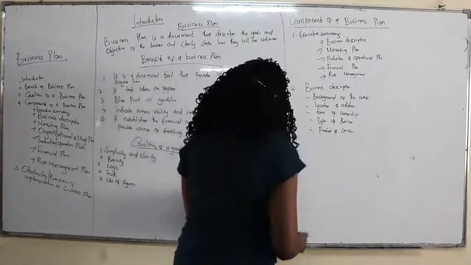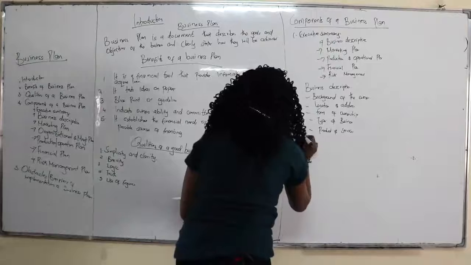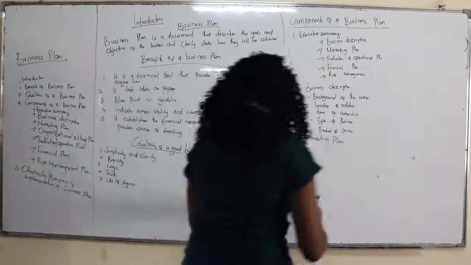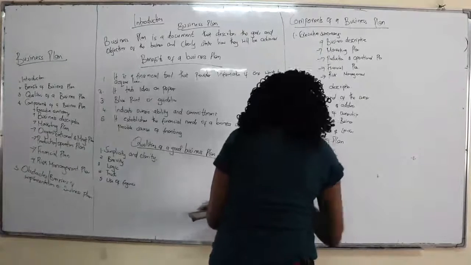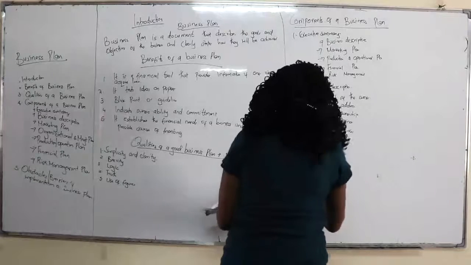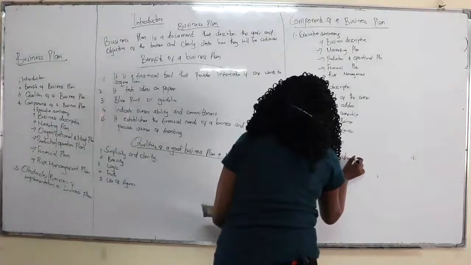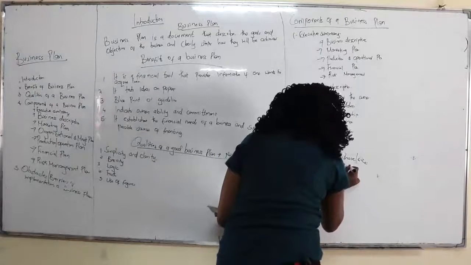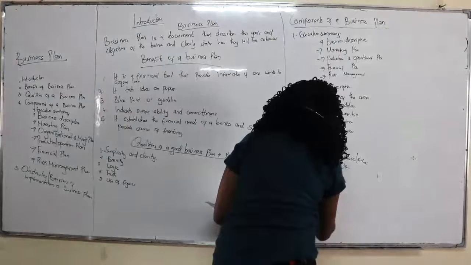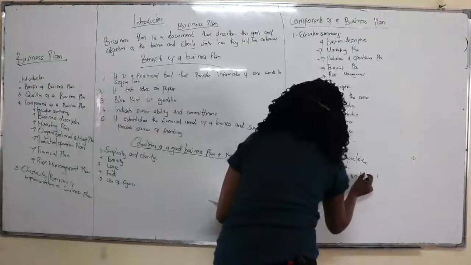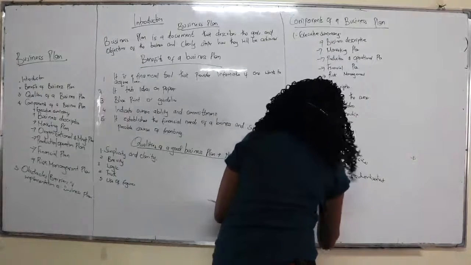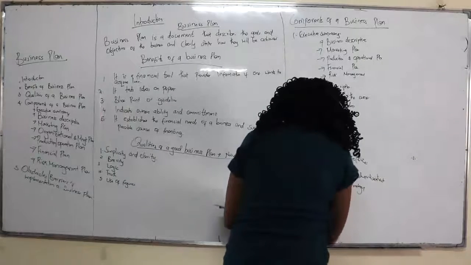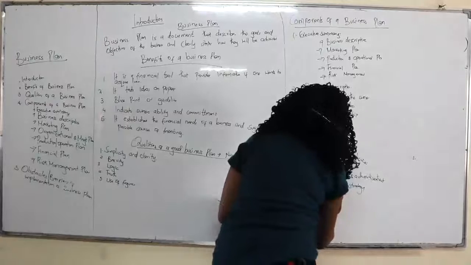So the third component is the marketing plan. Here we want to know who our customers or prospective customers are, the market share or size, the competition, promotion and advertisement, the pricing strategy, and distribution strategy.